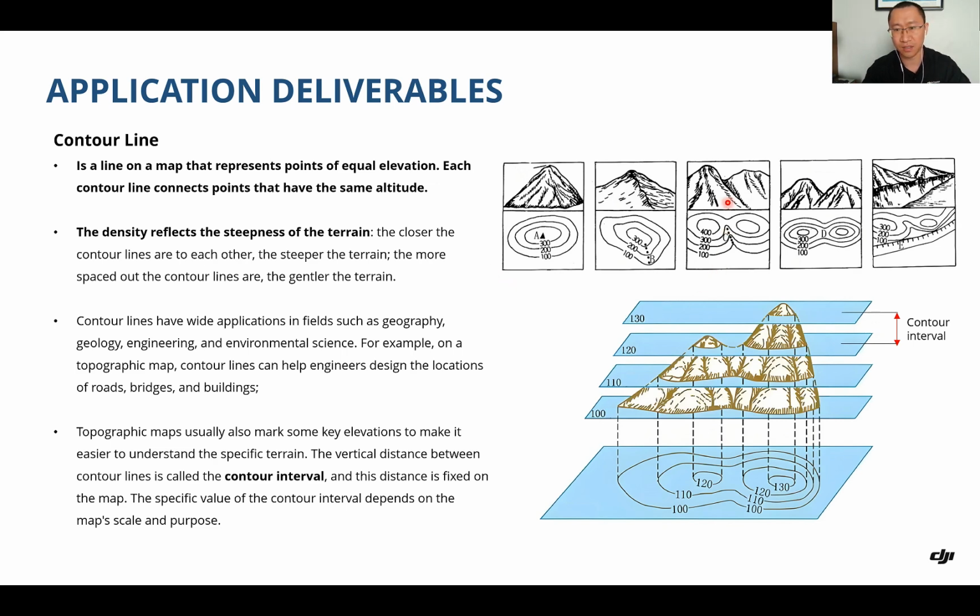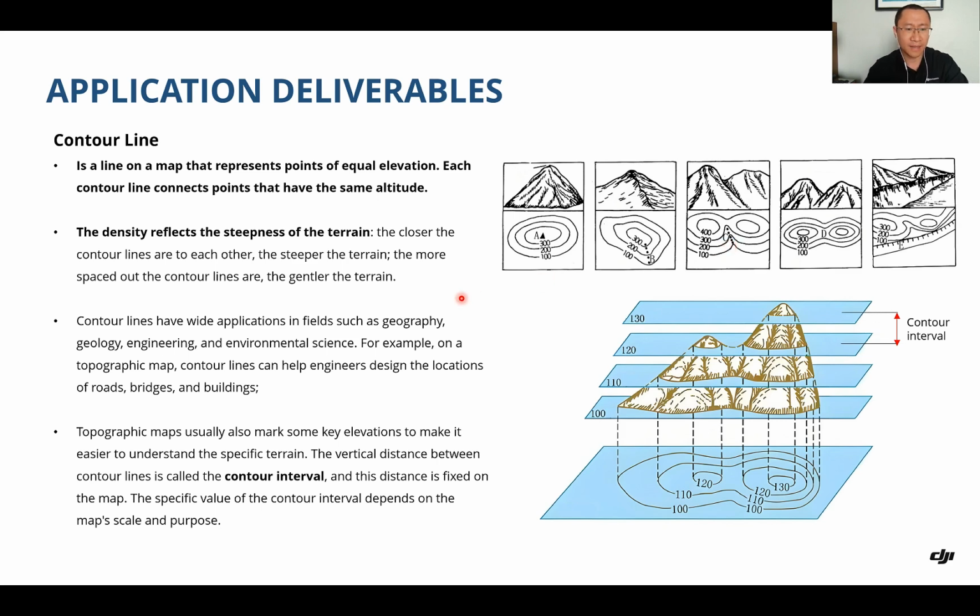So you can see in the middle of the two hills, it's steeper. It's steeper over there because the lines are closer together. So it means the terrain is steeper.